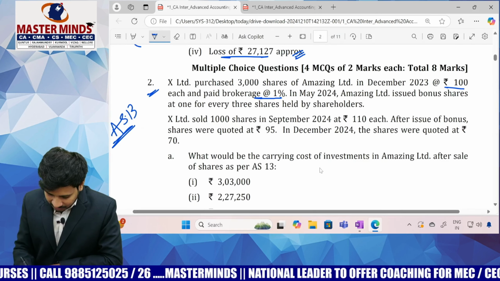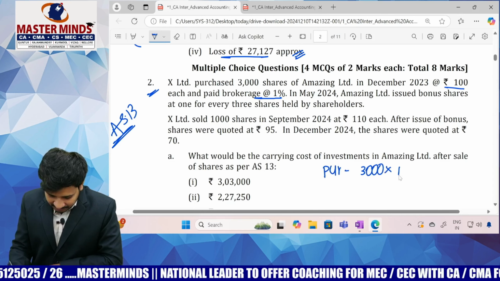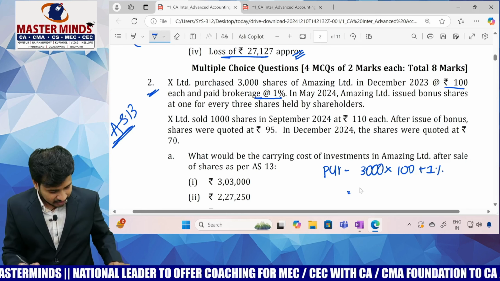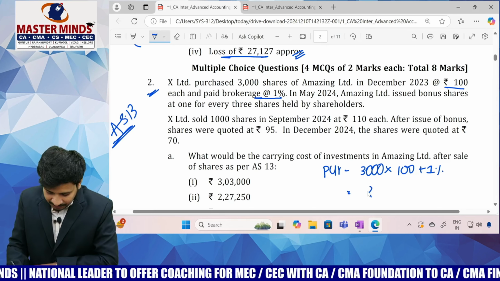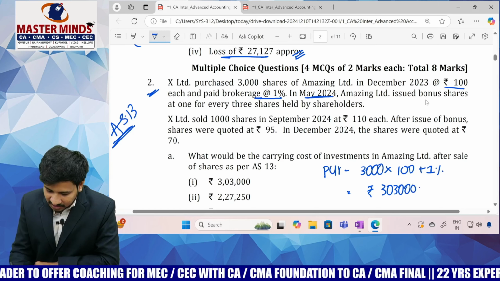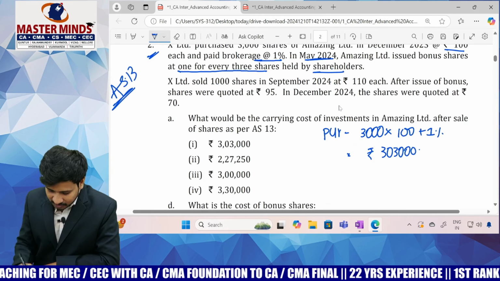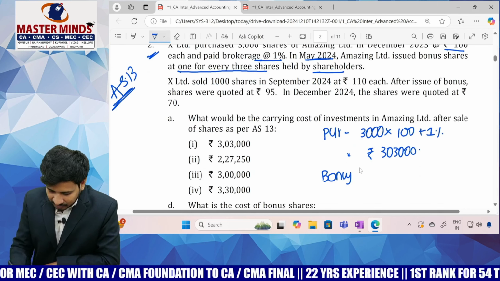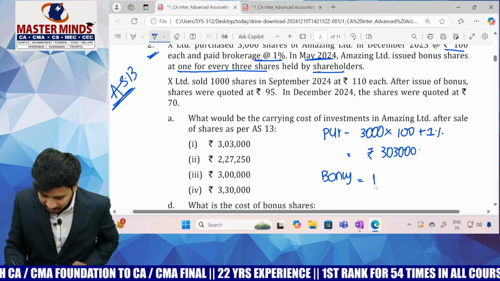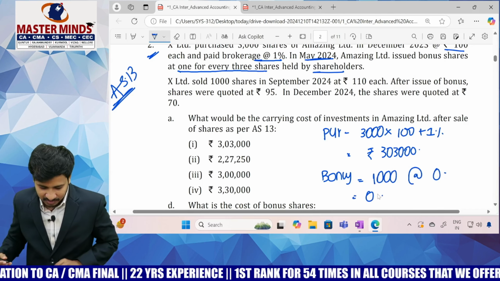Anyways, so purchases: 3000 shares multiplied by 100 plus 1%. So the cost price comes to 3000 into 100 plus brokerage of 1%, which is rupees 3,03,000. In May 2024, Amazing Limited issued bonus shares of 1 for every 3 held by the shareholders. So bonus 1 for every 3, in the sense 1:3. So 3000 divided by 3, you will be getting 1000 at a price of 0. So the cost of bonus is obviously 0.